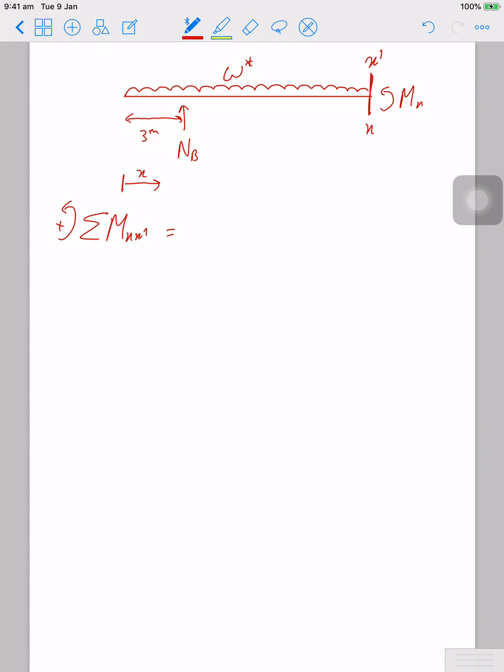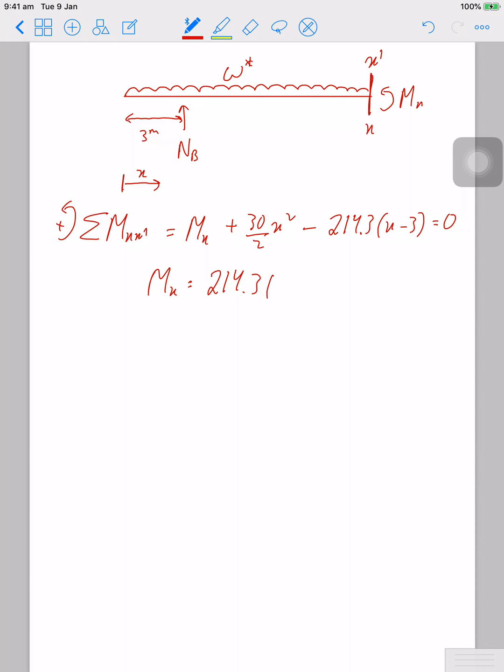what you'd get is Mx plus 30 on 2 squared. 30 is your factored design load, your omega star. 214.3 is NB, so you get that equals 0. So you have a general expression for finding Mx, which is 204.3 x minus 3 minus 15x squared.